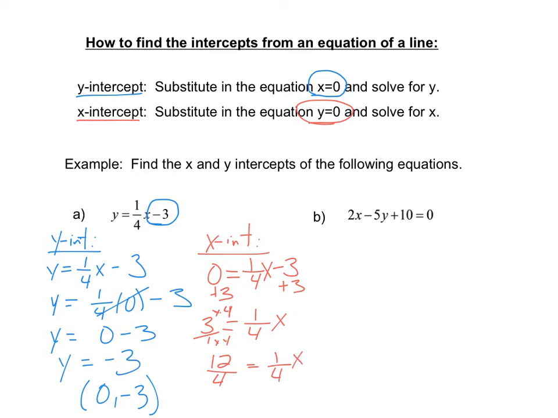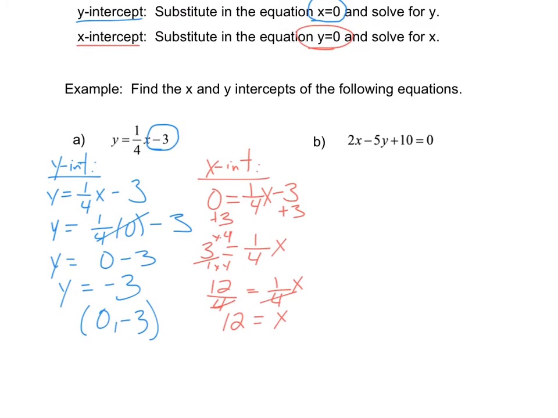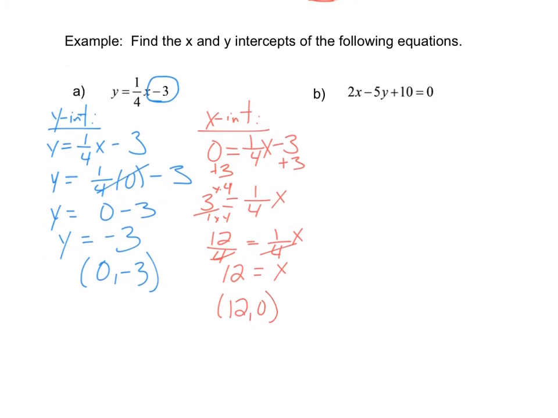Since we have a common denominator, we can cancel them out. So now I have 12 equals 1x, or just x. So that's my x-intercept. So the coordinate for that is 12, 0. Now you can graph this quite easily once you know the intercept.